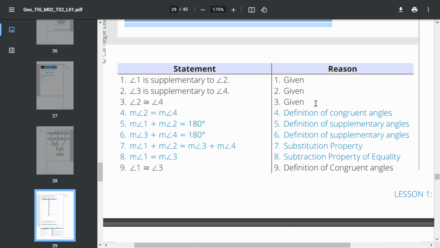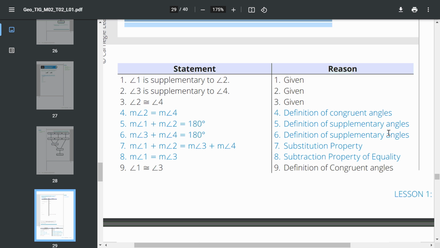Our next steps from here is we can say that the measure of angle 2 is equal to the measure of angle 4 because of the definition of congruent angles. We then know also that the measure of angle 1 plus the measure of angle 2 is equal to 180 by the definition of supplementary angles. Same with the measure of angle 3 and the measure of angle 4 equaling 180 degrees by definition of supplementary angles.